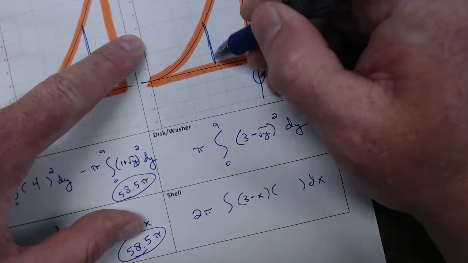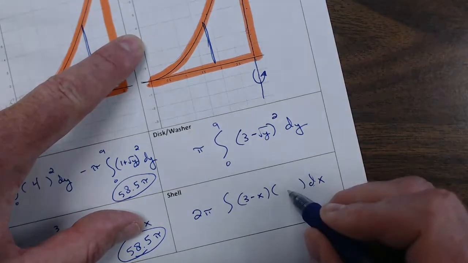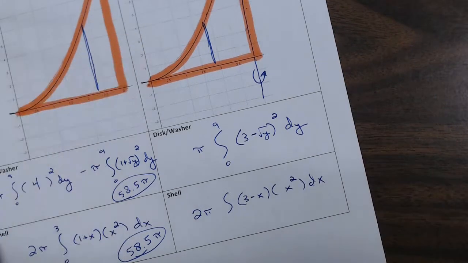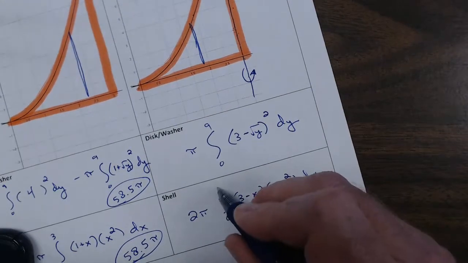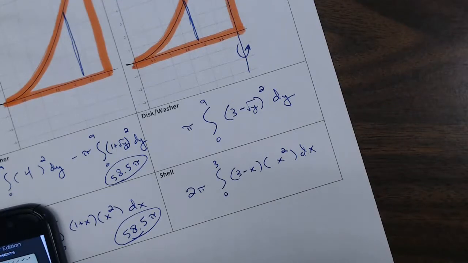And what's the height of each one of these shells? It's going to be the y value, x squared. Okay, and this is from 0 to 3. So let's compare these two.